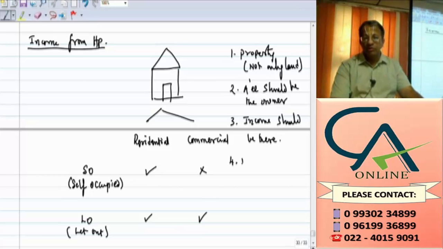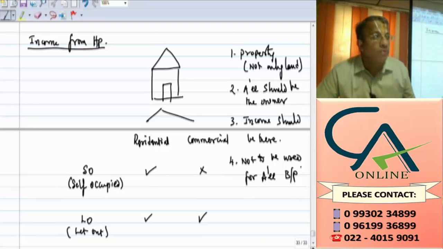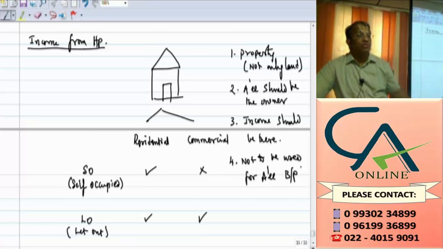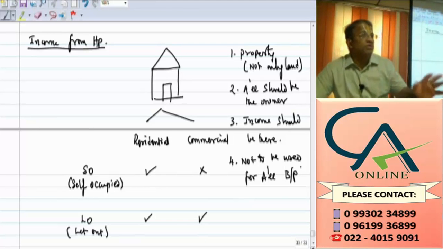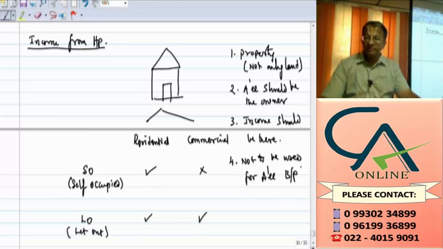Number four, it should not be used for the assessee's business or profession. These are the four important conditions that you have to satisfy to take up an income under income from house property. Are you understanding all of you? So, what are the four conditions that you have? Come on.